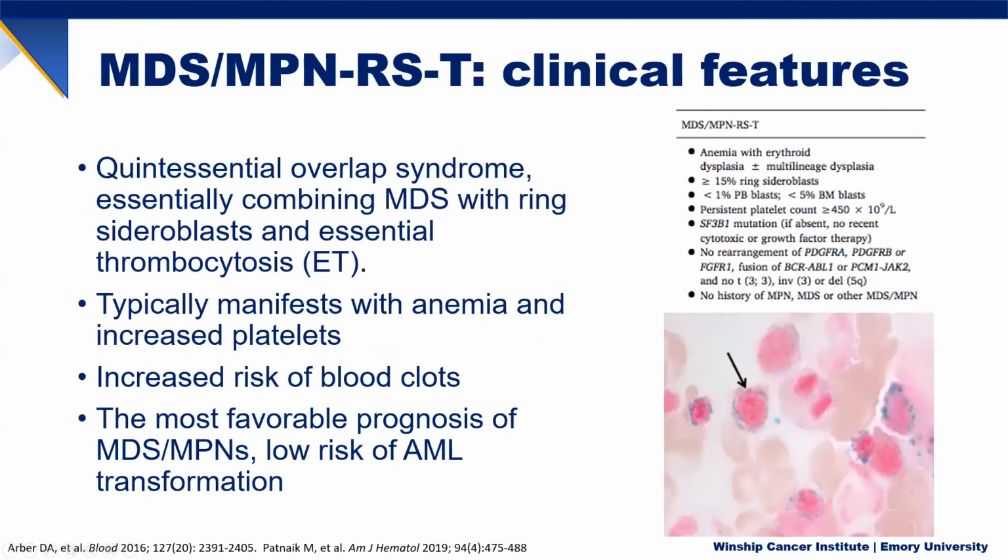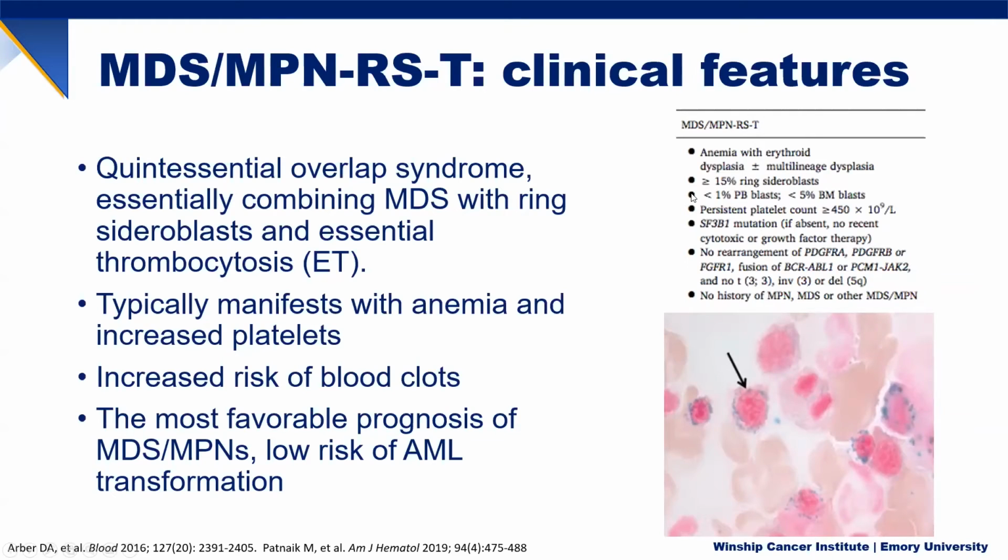Next disease is MDS/MPN-RS-T, and I really think of this as the quintessential overlap syndrome. It's truly like combining both the clinical features and the genetics of two diseases. And those diseases are MDS with ring sideroblasts, a type of MDS that predominantly causes anemia. And you can see anemia is one of the diagnostic criteria here. And then it combines that with a disease called essential thrombocythemia, one of our most common MPNs, which typically causes an increase in platelets. And you can see that's also part of the diagnostic criteria.